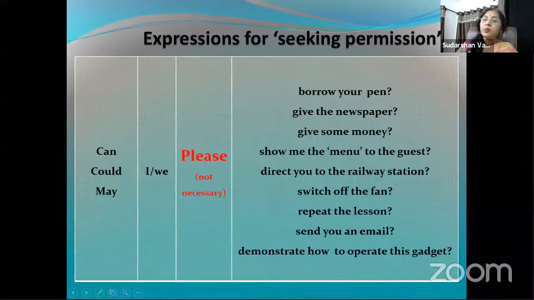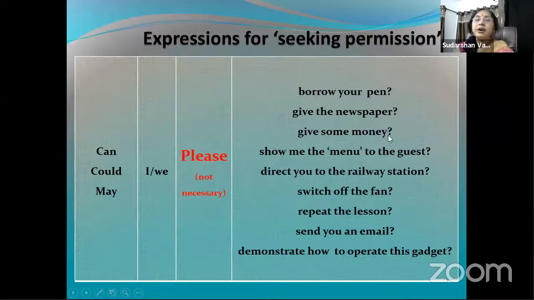So, may I request you to lend me some money? May I request you, can you please give me? Can I? No need of please. Can I go there? Could I go there? May I go there? No need of please.